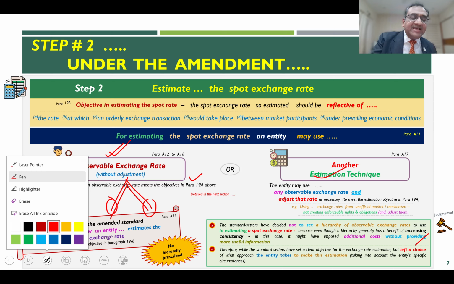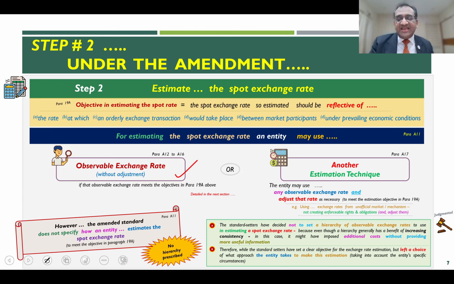Now, you can clearly see that given these requirements, given this framework of the amendment, obviously it will be judgmental. When the entity is estimating, there are a lot of facts and a lot of things which they need to really apply judgment on, and then come out with the estimated spot exchange rate. So you cannot expect that everybody within the jurisdiction will apply a similar set of inputs.